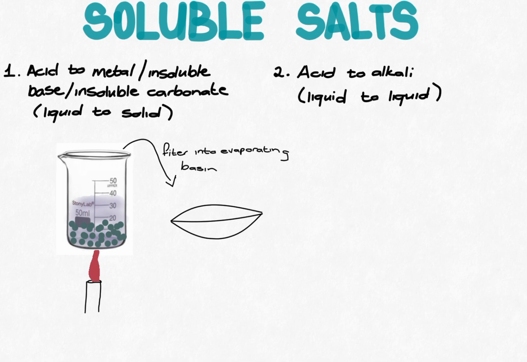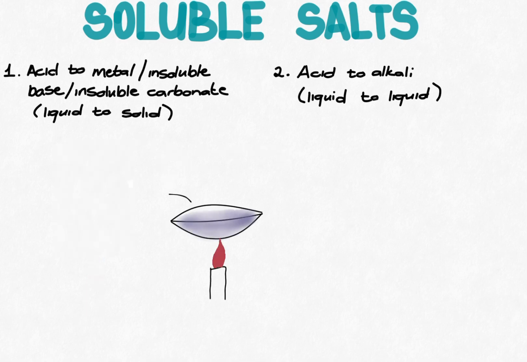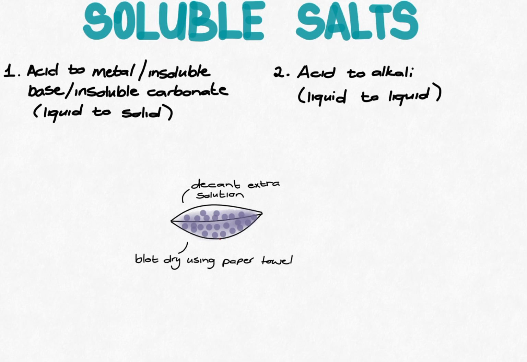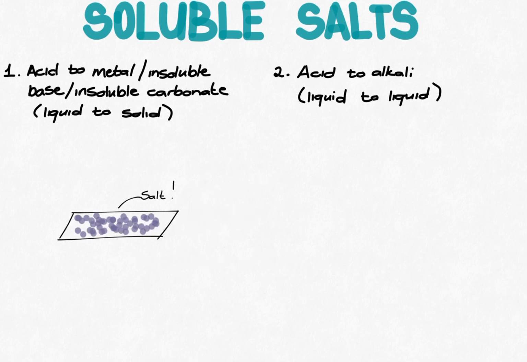We will then pour the liquid that is left over into an evaporating basin. We can then heat it again until the point of crystallization. Now the point of crystallization is when tiny crystals start forming on the edge of the evaporating basin. We can then stop and then leave it to evaporate further. This will form crystals of the soluble salt. We can then decant the extra solution that's left and then blot the crystals dry using a paper towel. And there we go, our soluble salt crystals.